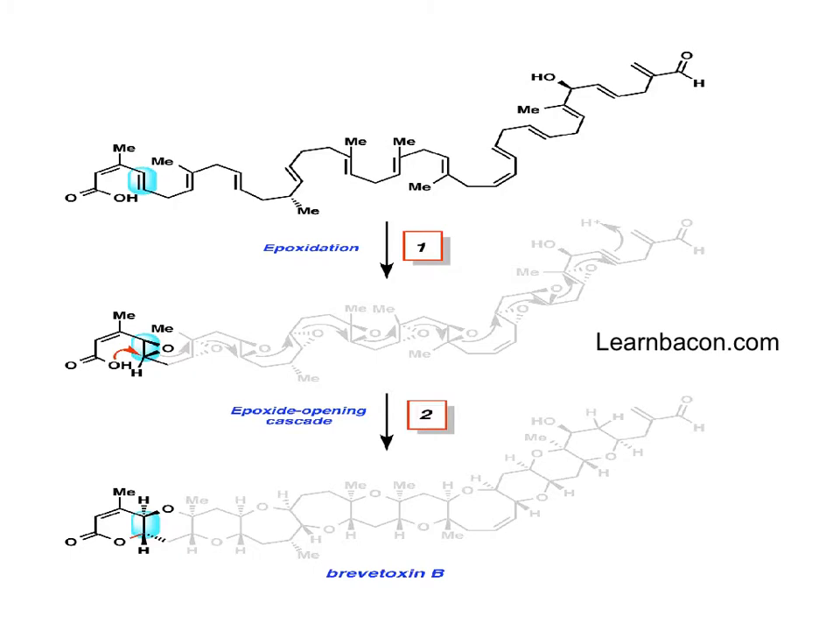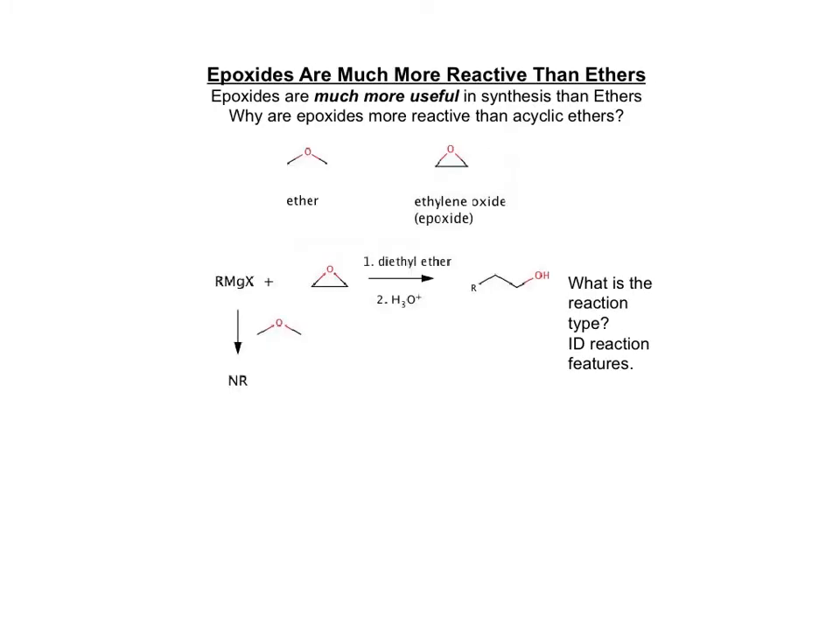Here's another epoxide which produces brevetoxin B, which causes neurotoxic shellfish poisoning. Ethers are unreactive, but epoxides are much more reactive, which makes them very useful in synthesis. So stop the video and answer these two questions.